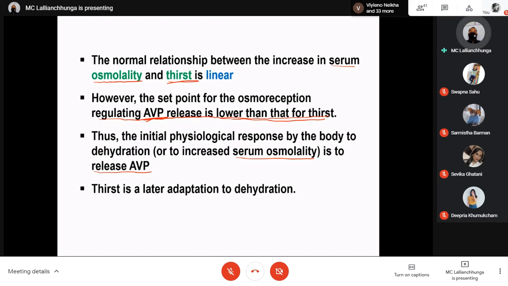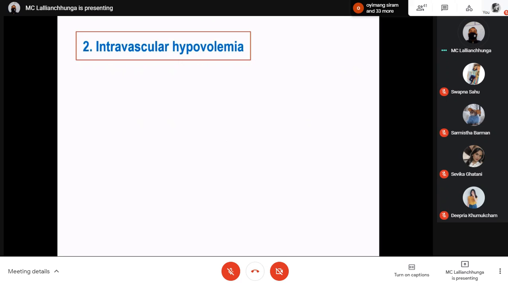Thirst is a later adaptation to dehydration. So thirst will appear afterwards, after ADH release. The second stimulus for thirst sensation is intravascular hypovolemia. In the subsequent slide, we'll discuss this in more detail.